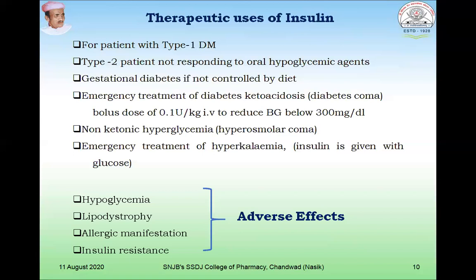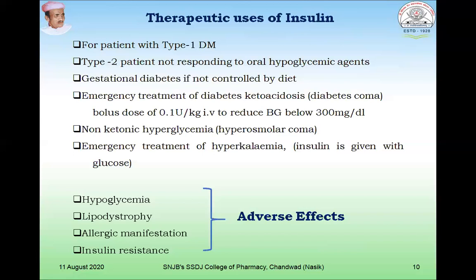Lipodystrophy can occur at the site of subcutaneous injection. It is not a problem with newer preparations. It can be avoided by changing the injection site. Third is allergic manifestation, that is urticaria and angioedema. It may be observed with beef or pork insulin, but rarely with human insulin. Then finally, insulin resistance. It seems to develop if the insulin requirement exceeds 100 units per day. It is usually seen with beef or pork insulin and to a lesser degree with human insulin.